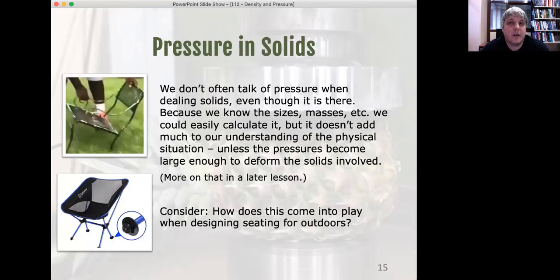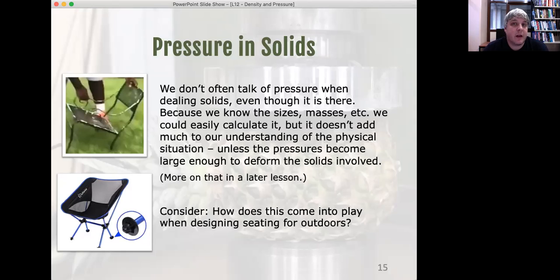So if you had a shelf that was made of some kind of foam and you put the block on it, then that pressure is going to be enough to actually squash the foam shelf slightly, and then we would need to be concerned with the pressures and the deformation that occurs. We will talk about deformation a little bit later on in this course. We're not going to do that right now.